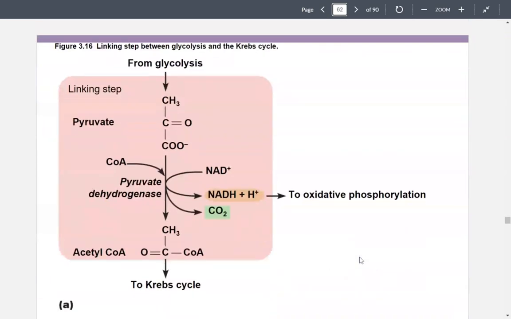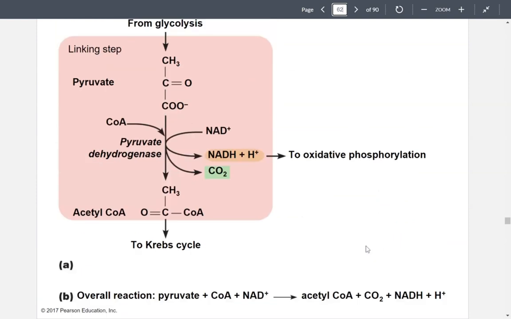All right. Now, these 2 pyruvates do not immediately go into the next step, which is the Krebs cycle, otherwise known as the citric acid cycle, depending on what textbook you're looking at. There is something called a linking step. And this linking step is going to convert the pyruvate molecule into an acetyl-CoA molecule. And it's going to do that for each of the pyruvates. Each acetyl-CoA molecule will then go into the Krebs cycle.